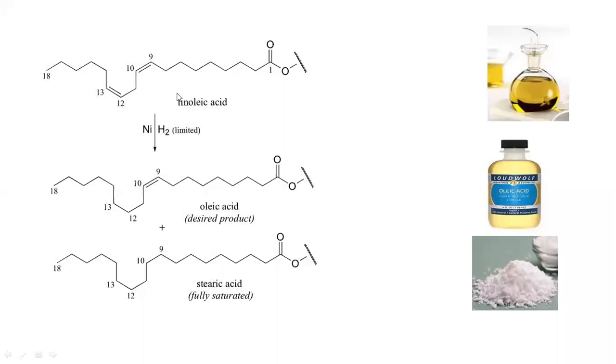Here is another compound. This is linoleic acid, which undergoes hydrogenation in the presence of a nickel catalyst. How many double bonds are there? Two double bonds, two unsaturation sites: between carbons 13 and 12, and between carbons 9 and 10. This is linoleic acid, and it is liquid in nature.